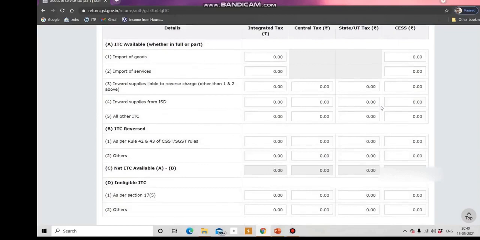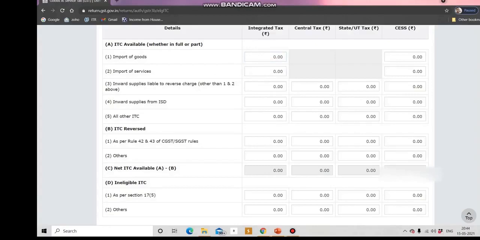So here there are four options. First, ITC paid on import of goods. Whenever we import goods, the importer doesn't charge us GST. However, while clearing the goods, we need to pay GST to the government of India. So when we pay that GST, IGST, we have to take credit for the same, so we can enter the amount over here. Same way for import of services, we need to enter the amount over here.